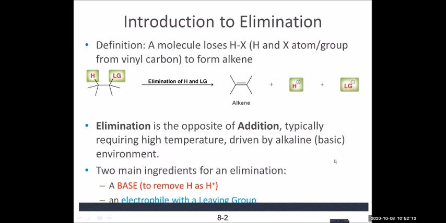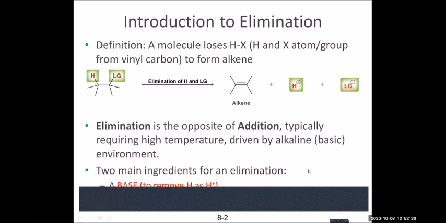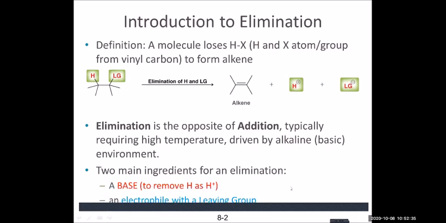So for elimination we have two ingredients. One is the base, because the base removes the proton, and the other is the substrate, a substrate with a leaving group. You need both of these. The base eventually takes the proton away. It sounds like a simple proton transfer reaction.